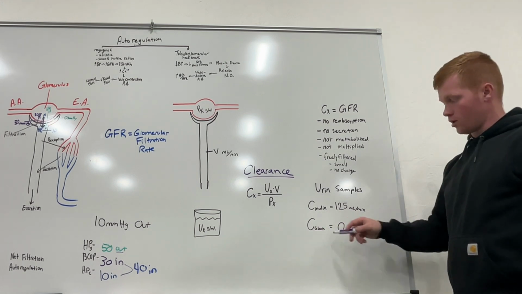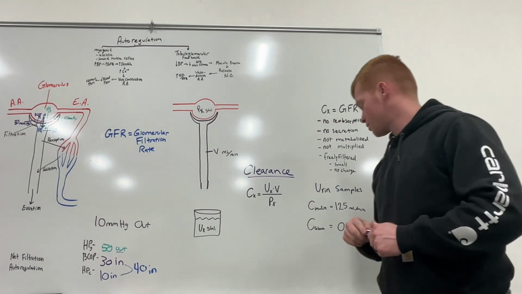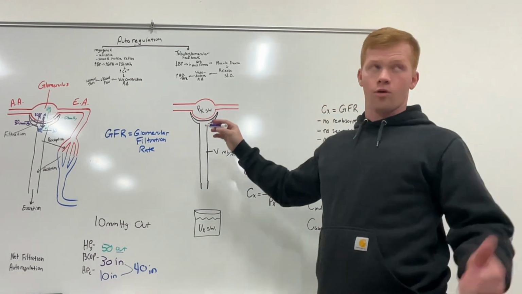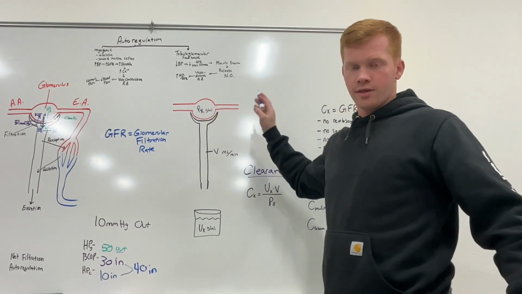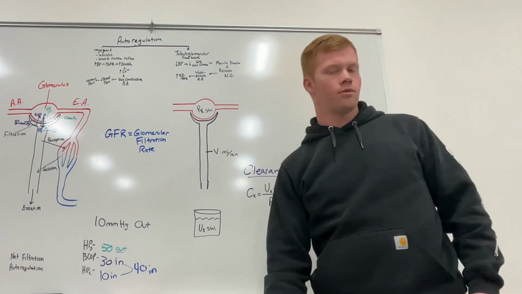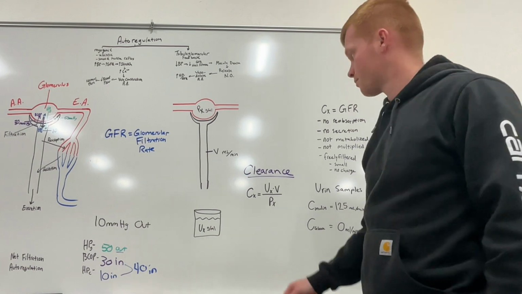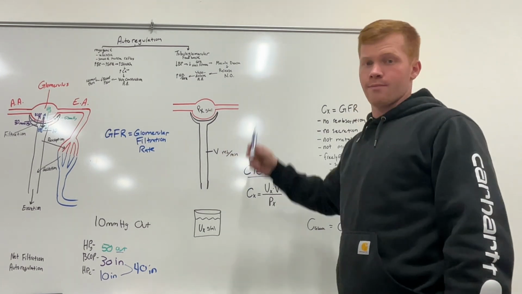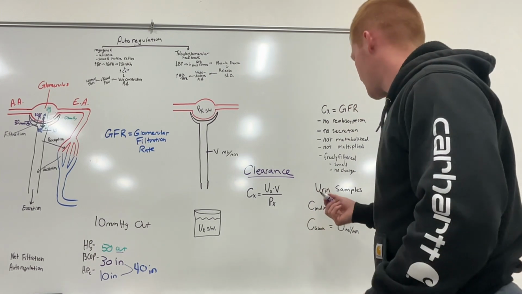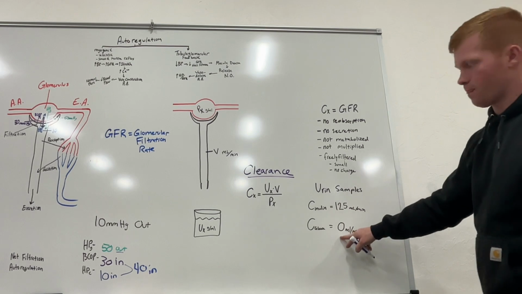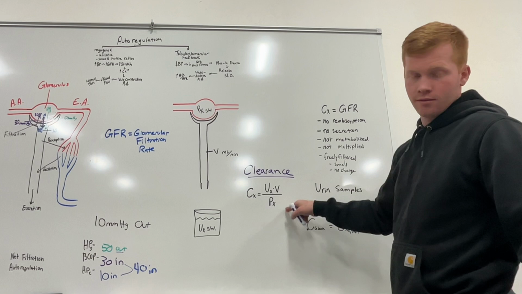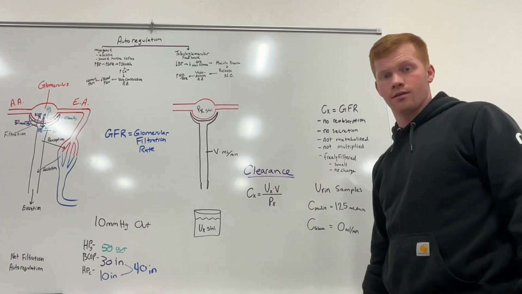Another one is glucose. Glucose is going to be filtered through, and glucose, we'll talk about it more over here, but should be 100% reabsorbed in the proximal convoluted tubule. So 100% should be taken back into the blood. So, like for this case, it's 0. So 0 milliliters per minute was cleared from the blood or the plasma.